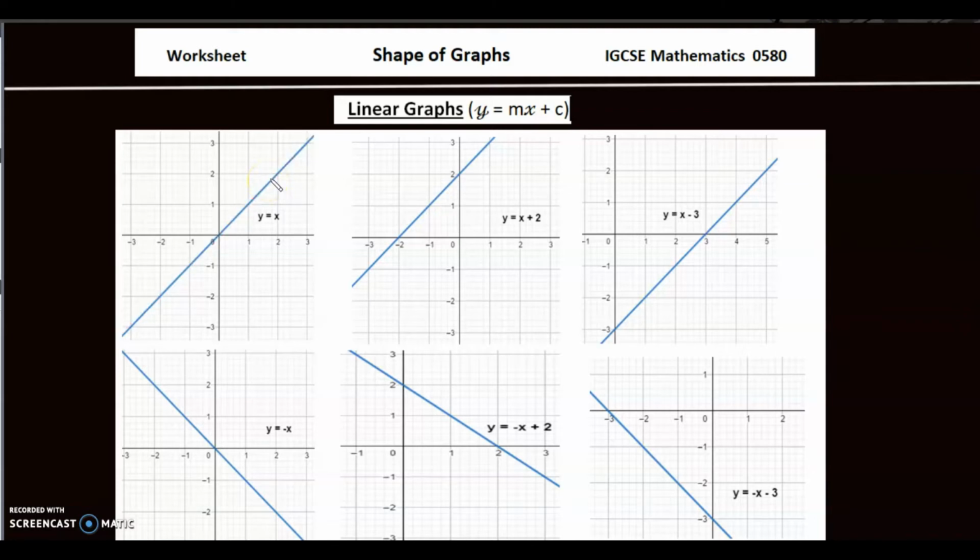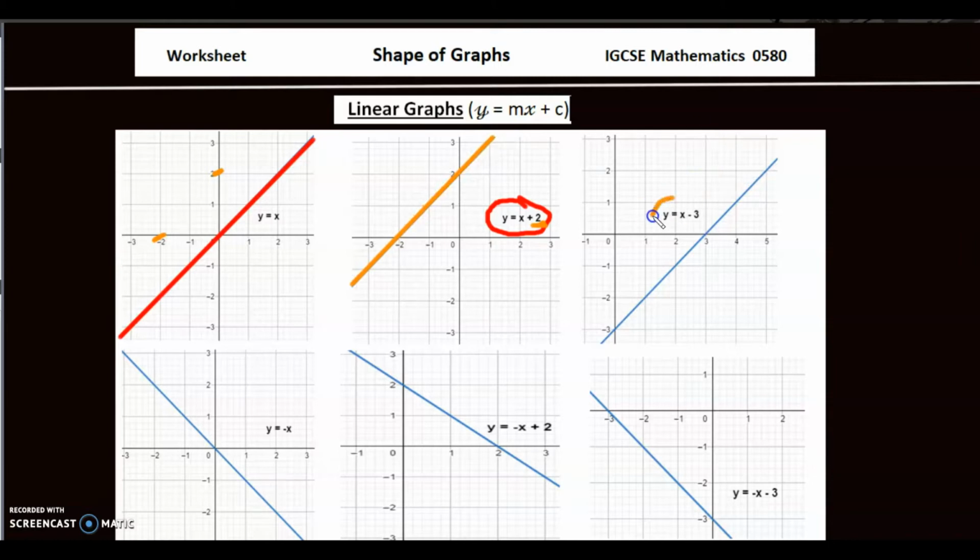Okay. For this line, y = x + 2, the original line is being translated 2 units up. So this line goes 2 units up. When it goes 2 units up, it cuts here and here. So this would be the new equation.